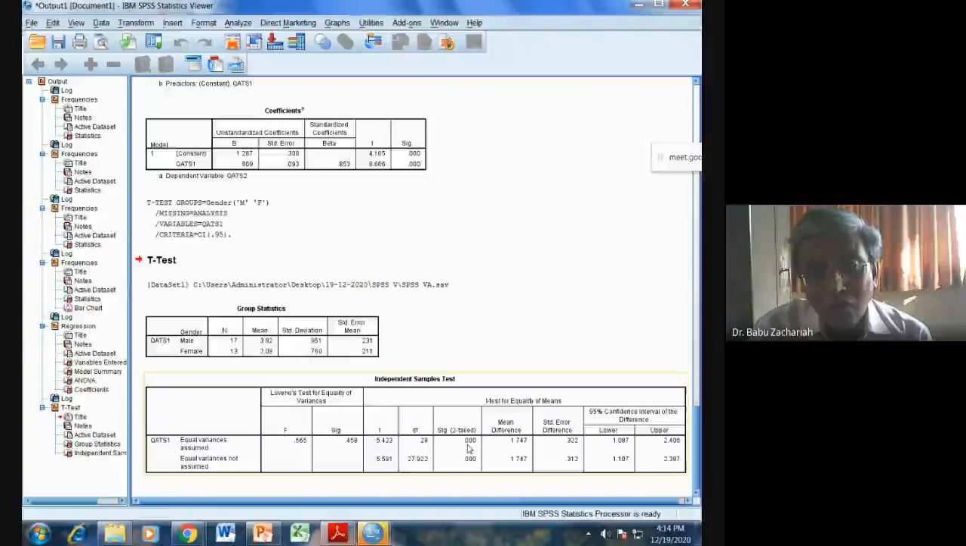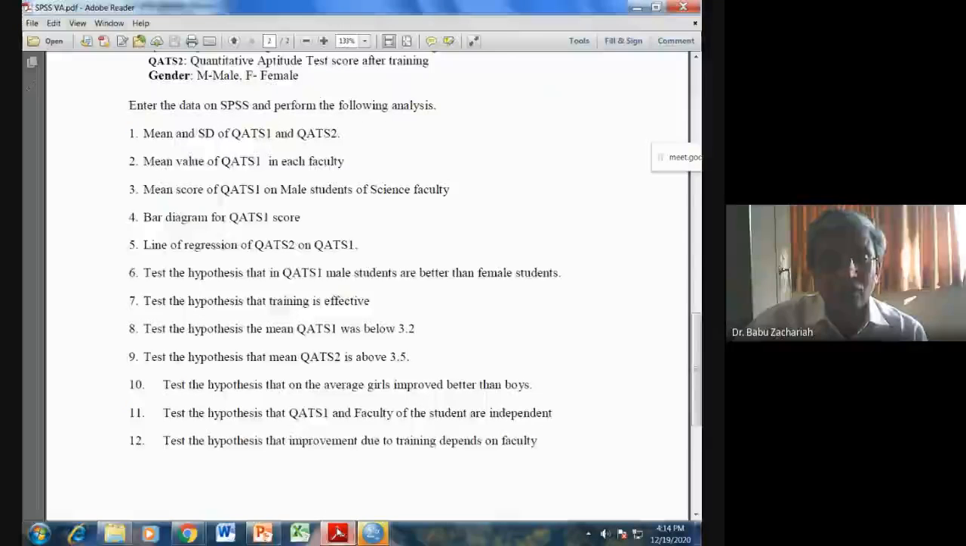That falls in the region of rejection. We reject the null hypothesis. What is the null hypothesis? There is no difference between male and female. That is rejected, and we accept the alternate. The alternate is that male students are better than female students. So we conclude that. Now come to the next question.